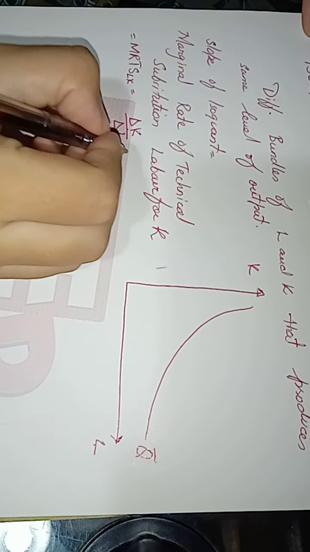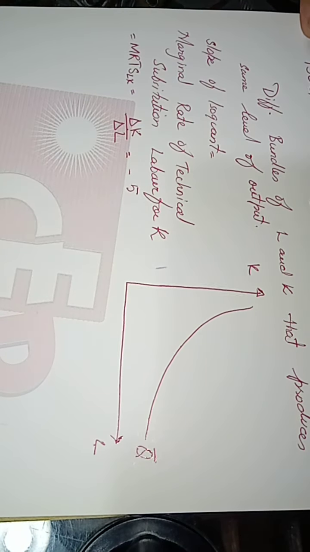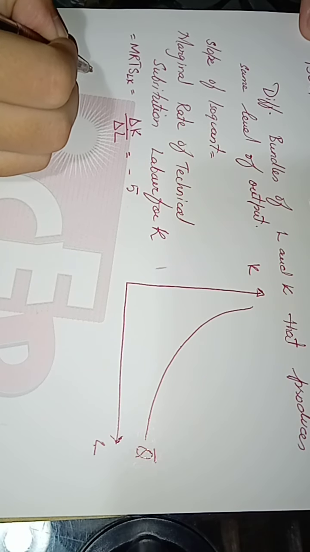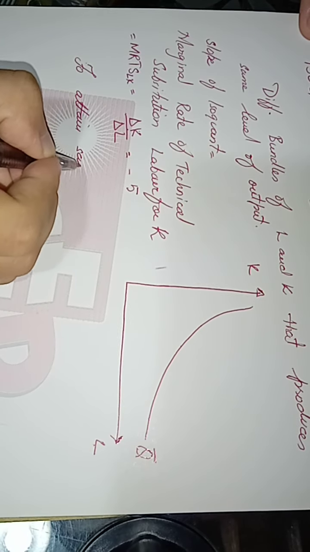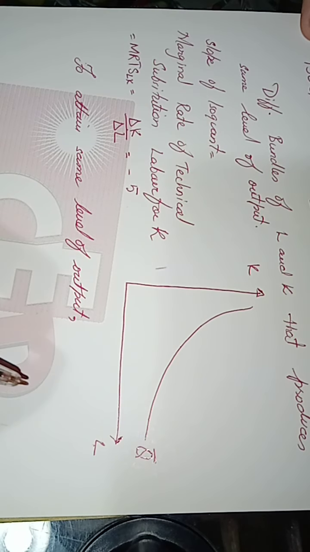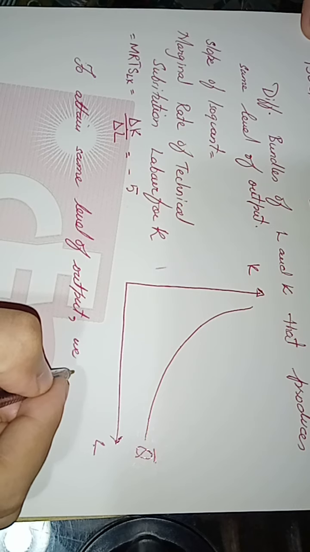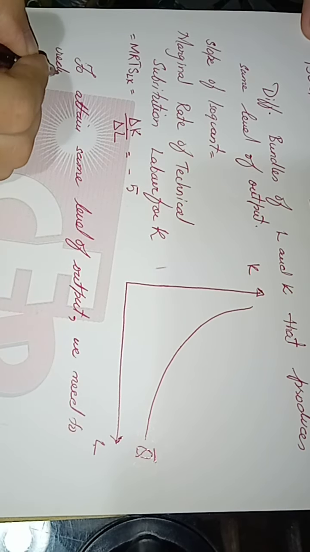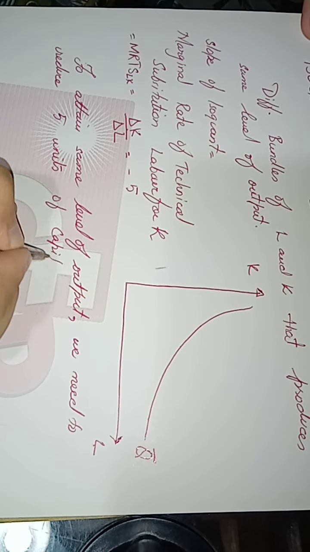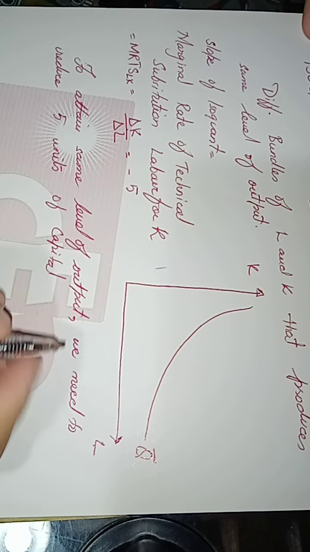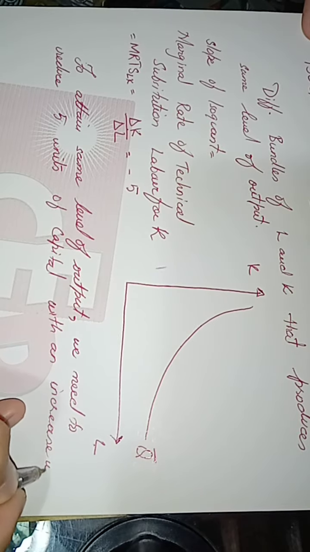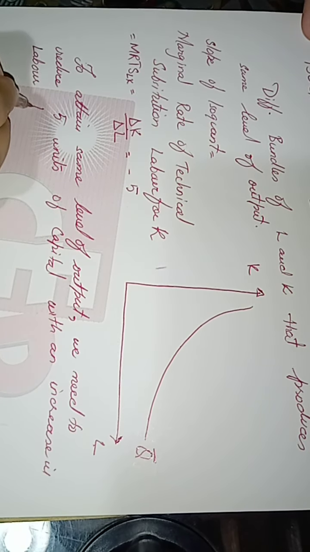So it's like if it is given as 5 in absolute terms, or without the negative sign, it can be interpreted as: to attain the same level of output we need to reduce 5 units of capital with an increase in labor by 1 unit.